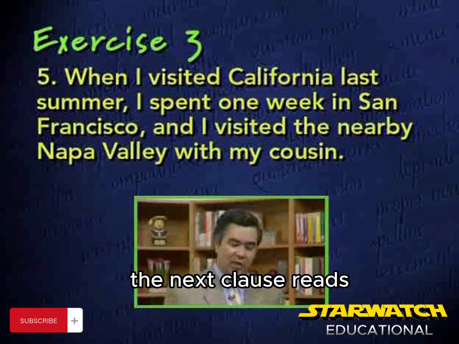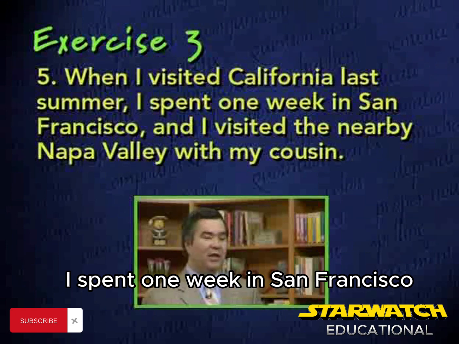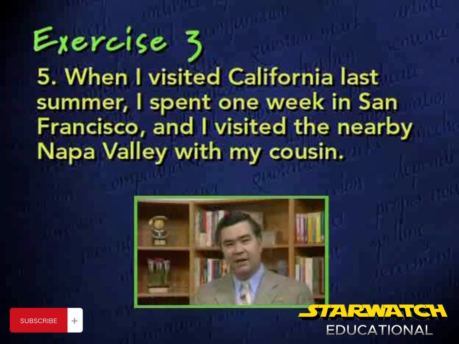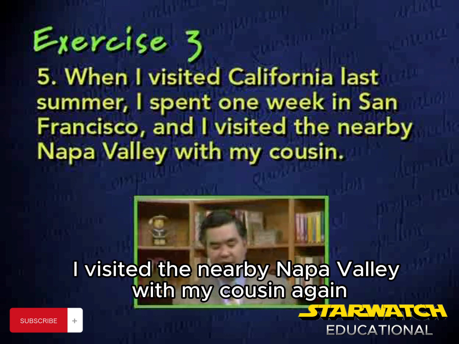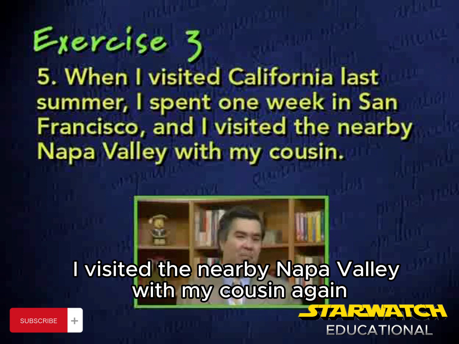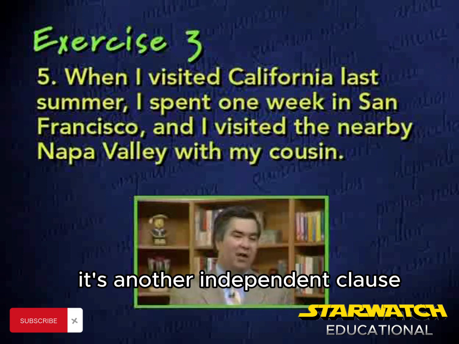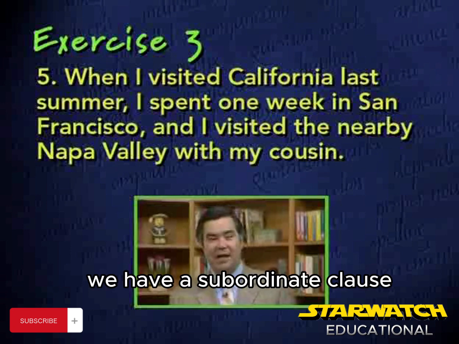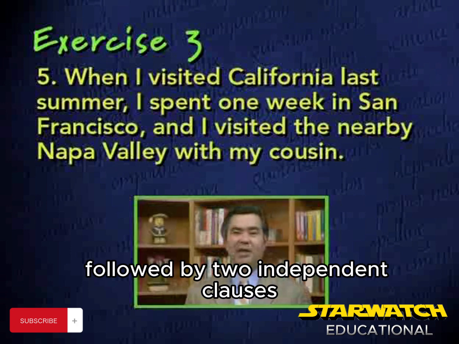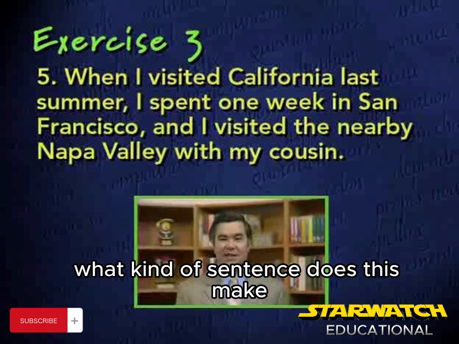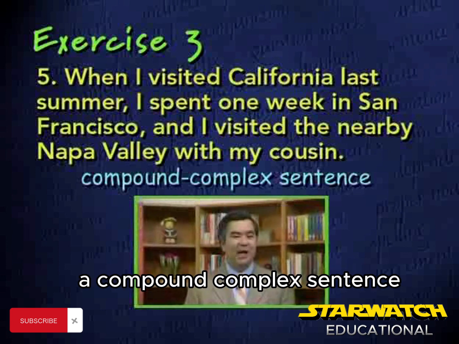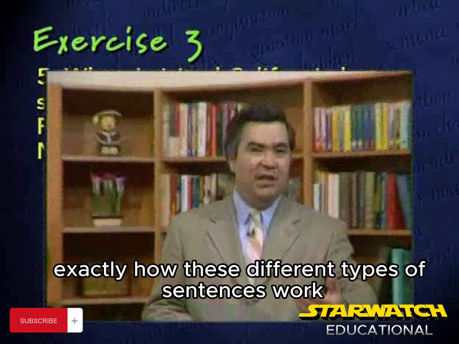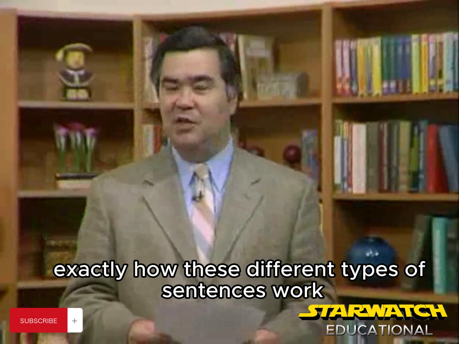The next clause reads, I spent 1 week in San Francisco. This is an independent clause. It could stand alone as a sentence. The last clause reads, I visited the nearby Napa Valley with my cousin. Again, it's another independent clause, and it could also stand alone as a sentence. So in this case, we have a subordinate clause followed by two independent clauses. What kind of sentence does this make? A compound-complex sentence.